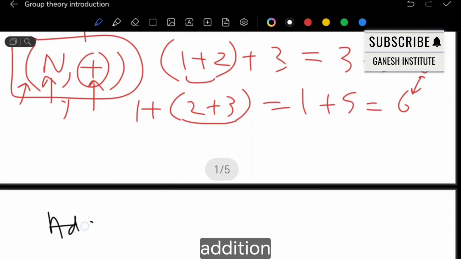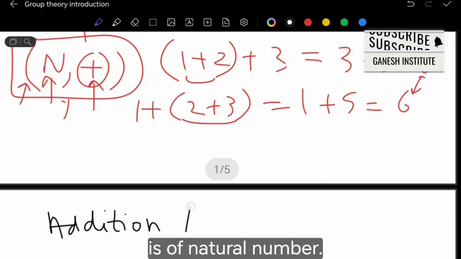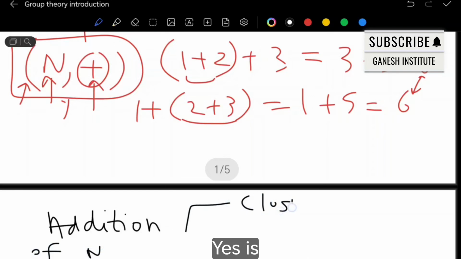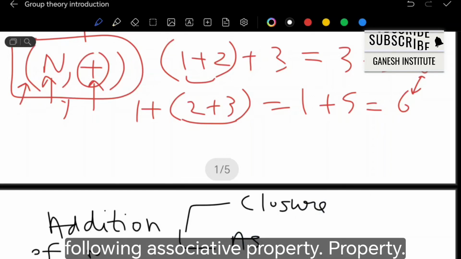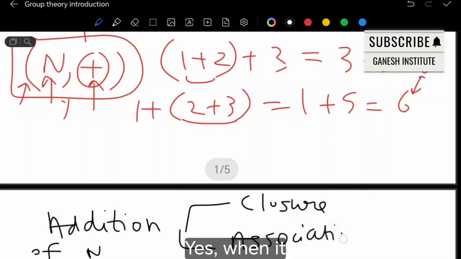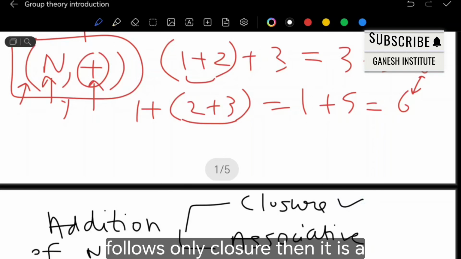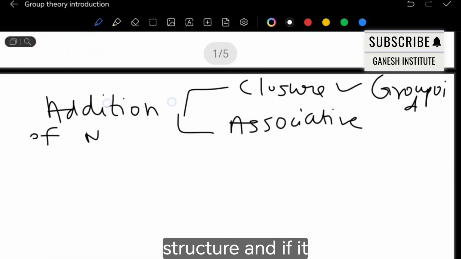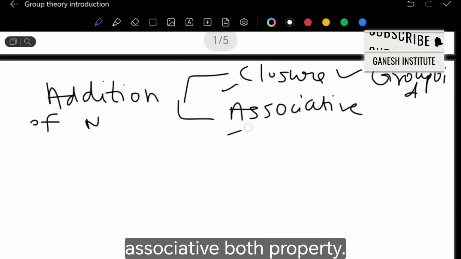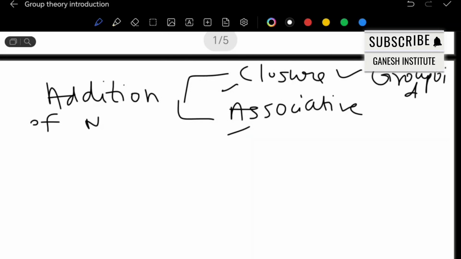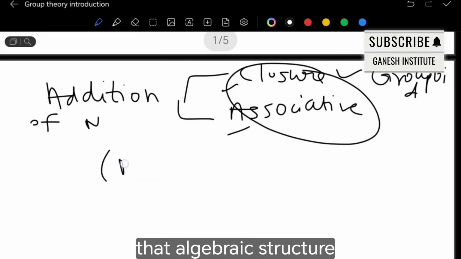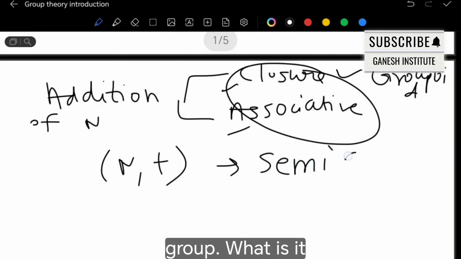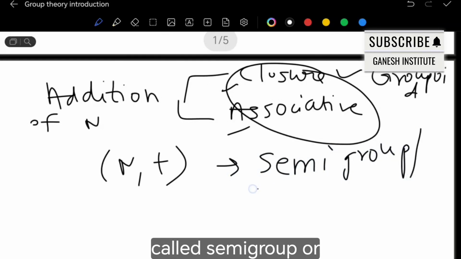So whenever an algebraic structure, we are talking about the binary operation addition here. So addition of natural number, this is a set. Is it following closure property? Yes. Is it following associative property? Yes. When it follows only closure, then it is a groupoid or quasi-group, that algebraic structure. And if it follows closure and associative both properties together, then that algebraic structure is called a semigroup. What is it called? Semigroup or demigroup.